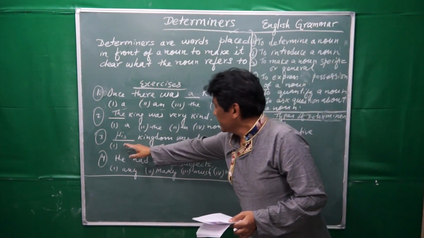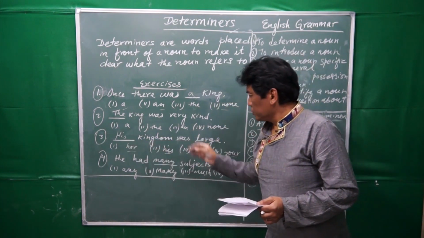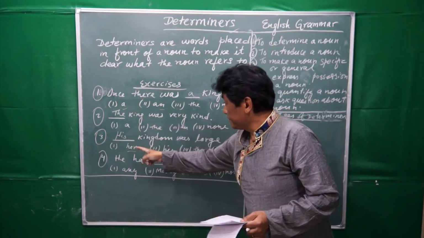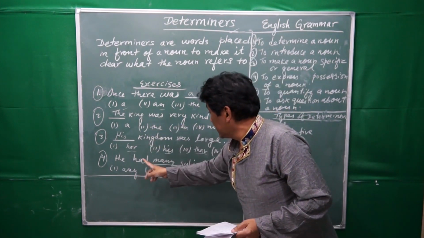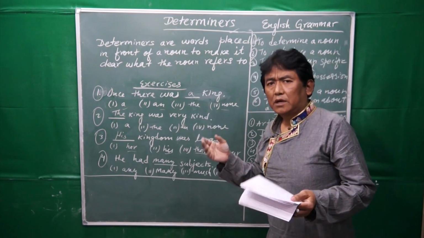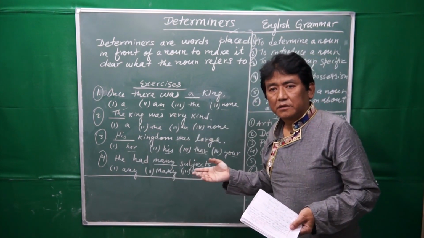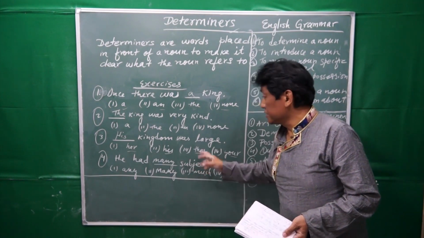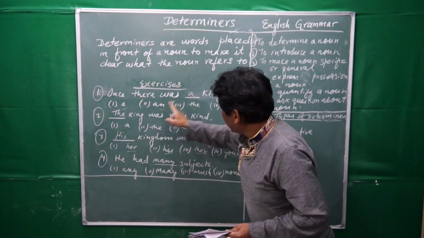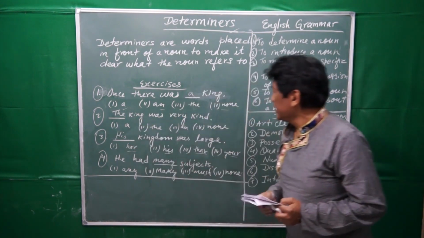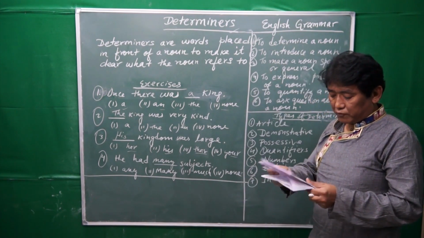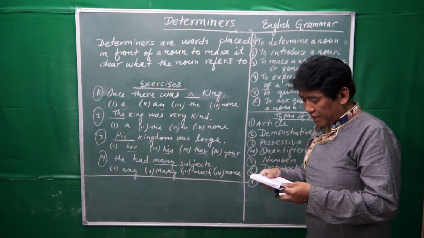And over here, his kingdom. It shows the possession, right? Whose kingdom? The king's kingdom. And now see, he had many subjects. Not few, many subjects. Okay? Showing the quantity of the subjects. Thus, these are a, the, his, many. They are determining the nouns there. That is the second point you have to keep in your mind.